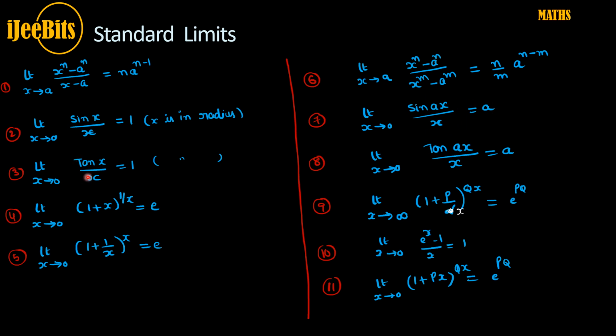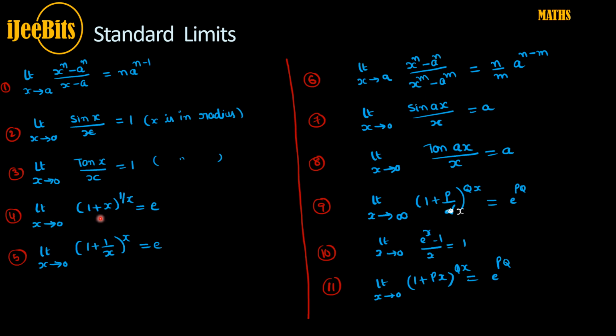So tan x by x when x tends to 0 is 1. The limit of tan x by x when x tends to 0, the value is 1. Are you clear? Here x is basically in radians. So if you look here also, limit x tends to 0, the value of tan ax by x is equal to a, the multiplier value. So these are the tricky things that we have to remember.